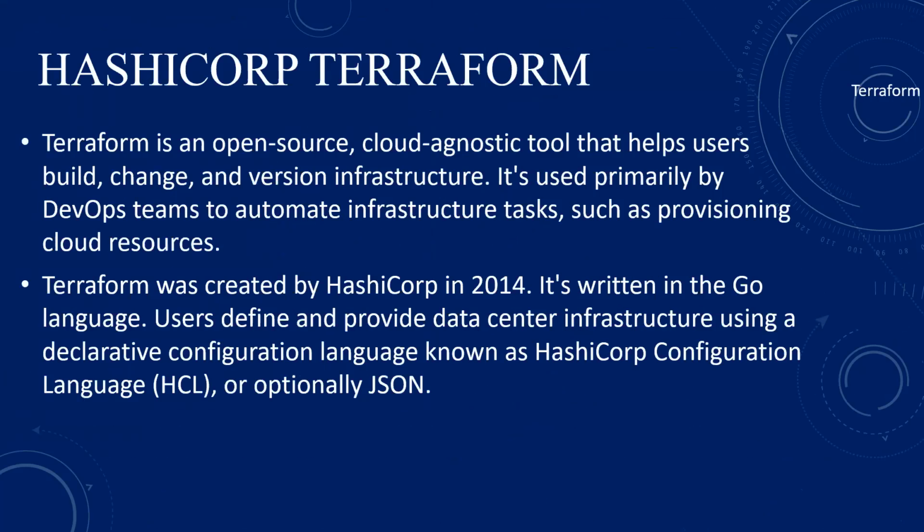Next, we will learn about what is HashiCorp Terraform. Terraform is an open source cloud agnostic tool that helps users to build, change, and version infrastructure. It's used primarily by DevOps teams to automate infrastructure tasks such as provisioning of resources. Terraform was created by HashiCorp in 2014. It's written in the Go language. Users define and provide data center infrastructure using a declarative configuration language known as HashiCorp Configuration Language, or optionally JSON.